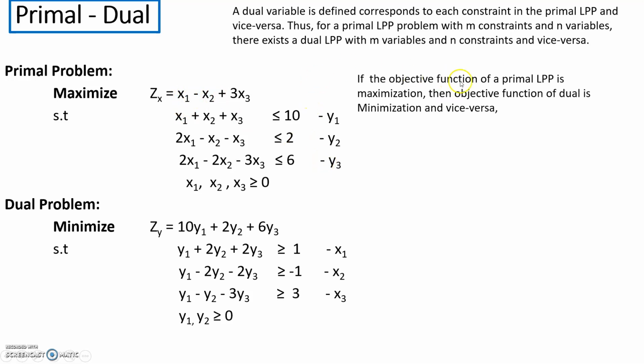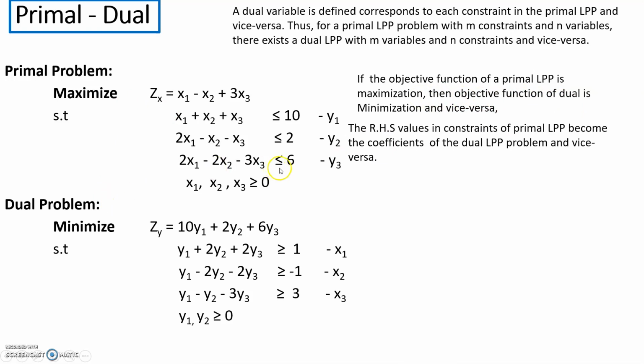Next thing is, if the objective function of a primal linear programming problem is maximization, then the objective function of dual is minimization. Right hand side values in constraints of the primal linear programming problem become the coefficients of the dual linear programming problem.